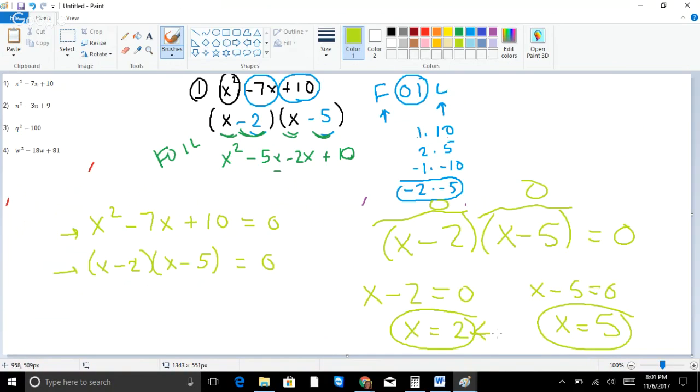So you might be saying, okay, Mrs. Ross, there's two answers. Yes, there's two answers. The reason there's two answers is because we have this squared term here. So we have more than one solution.